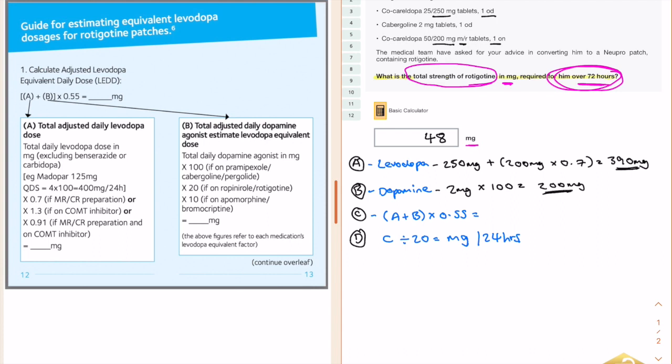Now that we've done step A and B, we can now move on to C, where we add A and B together. So we're going to do 390 on our calculator plus our 200, times by 0.55, and that takes into account side effects to reduce them. So if we do that on our calculator, you get an answer of 324.50. That's your total amount of levodopa that the patient's going to be taking.